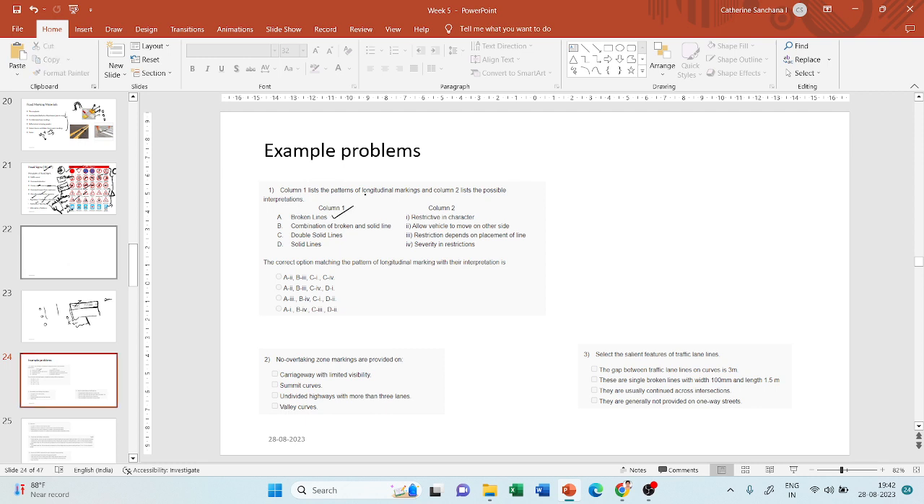What do broken lines do? It will allow vehicles to move to the other side, right? It will allow vehicles to cross the broken lines. So broken lines will allow vehicles to move to the other lane.